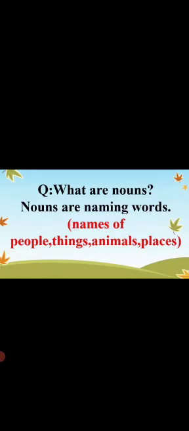Okay, what are nouns? Nouns are naming words. Names of people, things, animals, and places. You have already learnt about the nouns, that nouns are naming words. Look at this poem, students. This is full of nouns. Let's find out the nouns and circle these nouns. Mama, apple, chicken, pumpkin, auntie, macaroni, pie, breakfast, meal. All these are nouns.